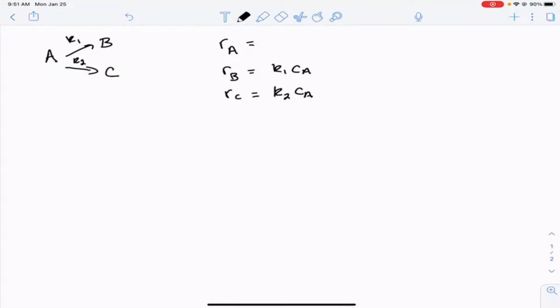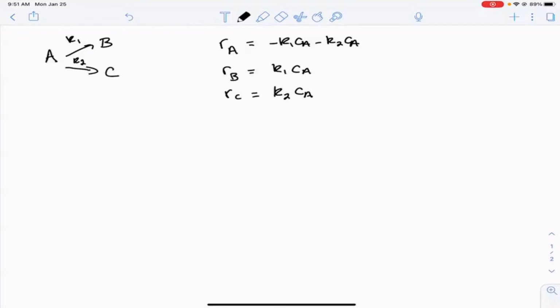I had RA was negative K1 CA minus K2 CA. That's correct, right? So the rate law for each of these individual reactions for A would be K1 times CA, K2 times CA. So we're just trying to follow all the pathways that A could react. And of course, when we wrote these, we assumed that both reactions are elementary, right? And that's totally fine. So now we have the rate laws for A, B, and C.